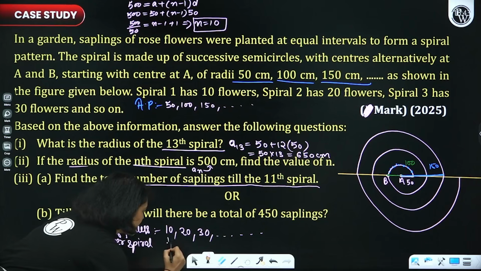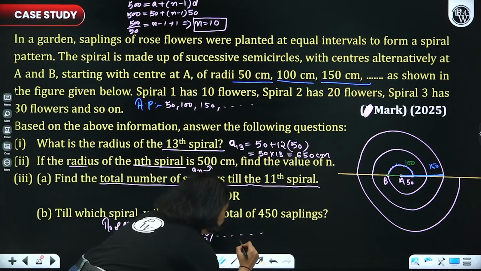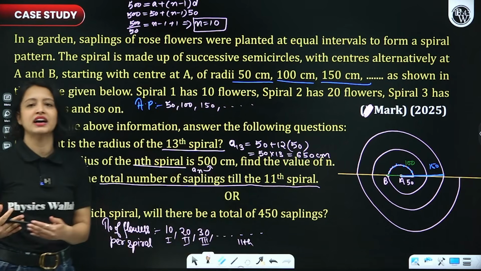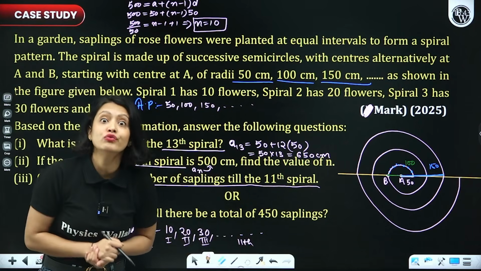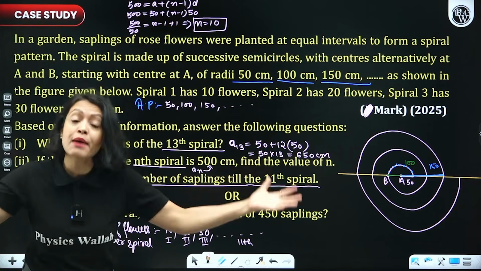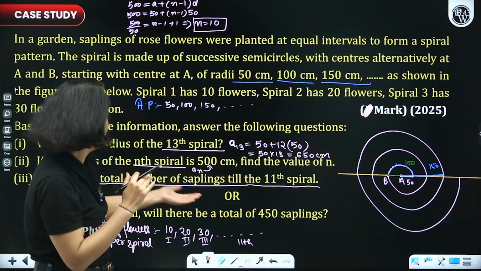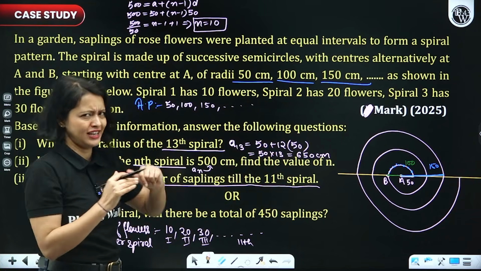That means for the first spiral, 10. Second spiral, 20. Third spiral, 30. So, I can figure out in the 11th spiral how many flowers there are. But that is not what we have to find out. We don't have to find A11. We have to find out the sum of all the flowers till the 11th spiral, 11th spiral.